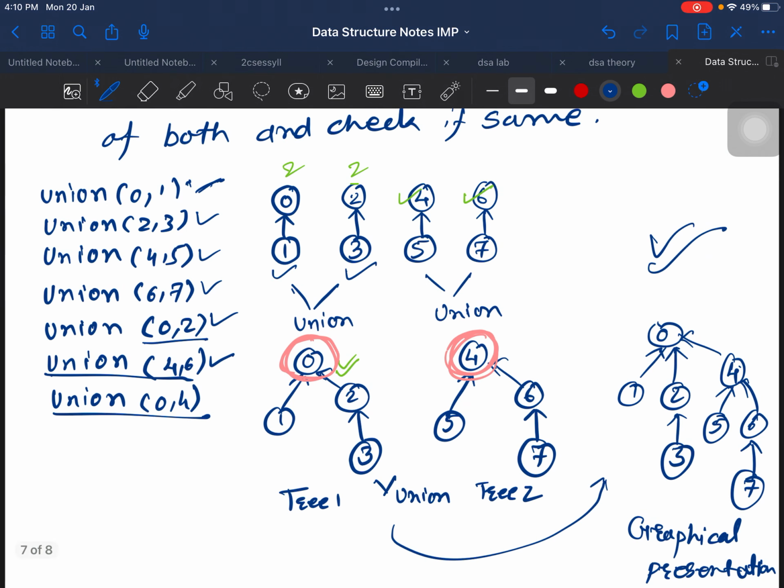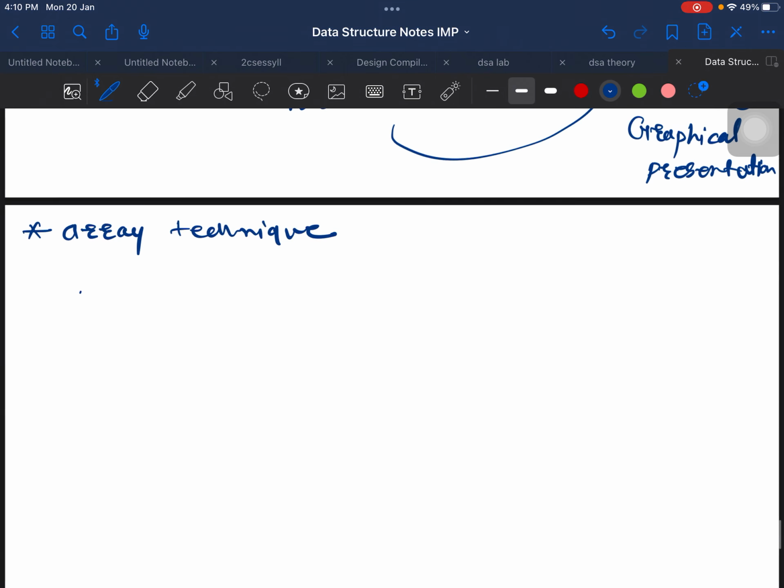But let us assume that in the question paper they give you the nodes from 1 to 8. In that case you have to be very careful, because on the 0th index of the array you have the first node, on the first index you have the second node, on the third index you have the fourth node. So you have to be very careful. In this question, they have given the node values from 0 to 7, so it's very easy to draw the array for this.